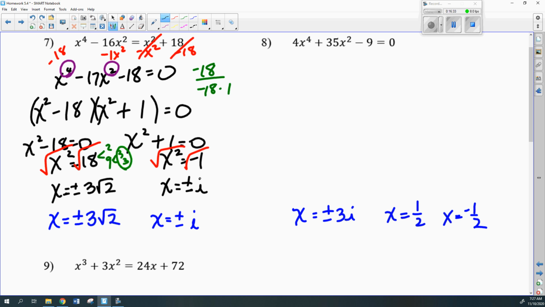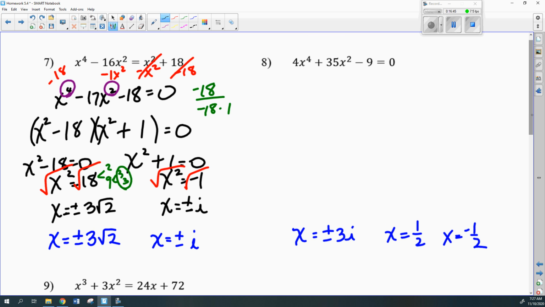All right, number 8 kind of looks like the last one where I have an x to the 4th and then an x squared in the middle. It is equal to 0. I have that constant at the end. So it's still a trinomial, right? But I don't have a GCF this time. So this is one where you're going to have to see if the AC method will work. I need to know if there's a pair that multiplies to be negative 36 and adds to be positive 35. And hopefully you got 36 and negative 1. So the AC method is going to work.